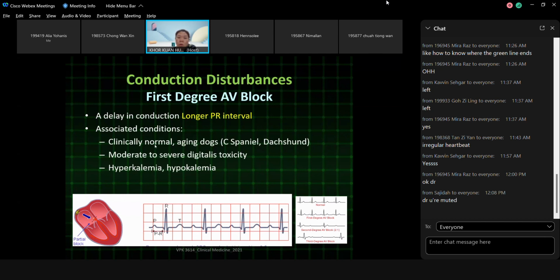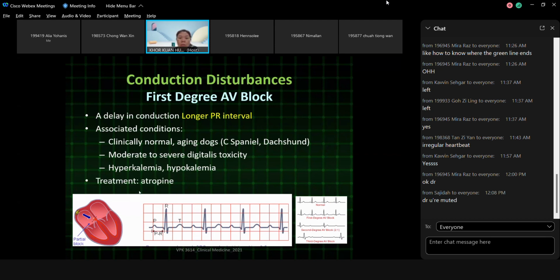It can be in old dogs. Clinically, sometimes it can be normal. In an aging animal, maybe in a Cocker Spaniel and Dachshund, it's more common to see that. They're very famous for digitalis toxicity. If you know that this patient is on digoxin, then you might want to watch out for this one. Sometimes it's associated with hyperkalemia or hypokalemia.